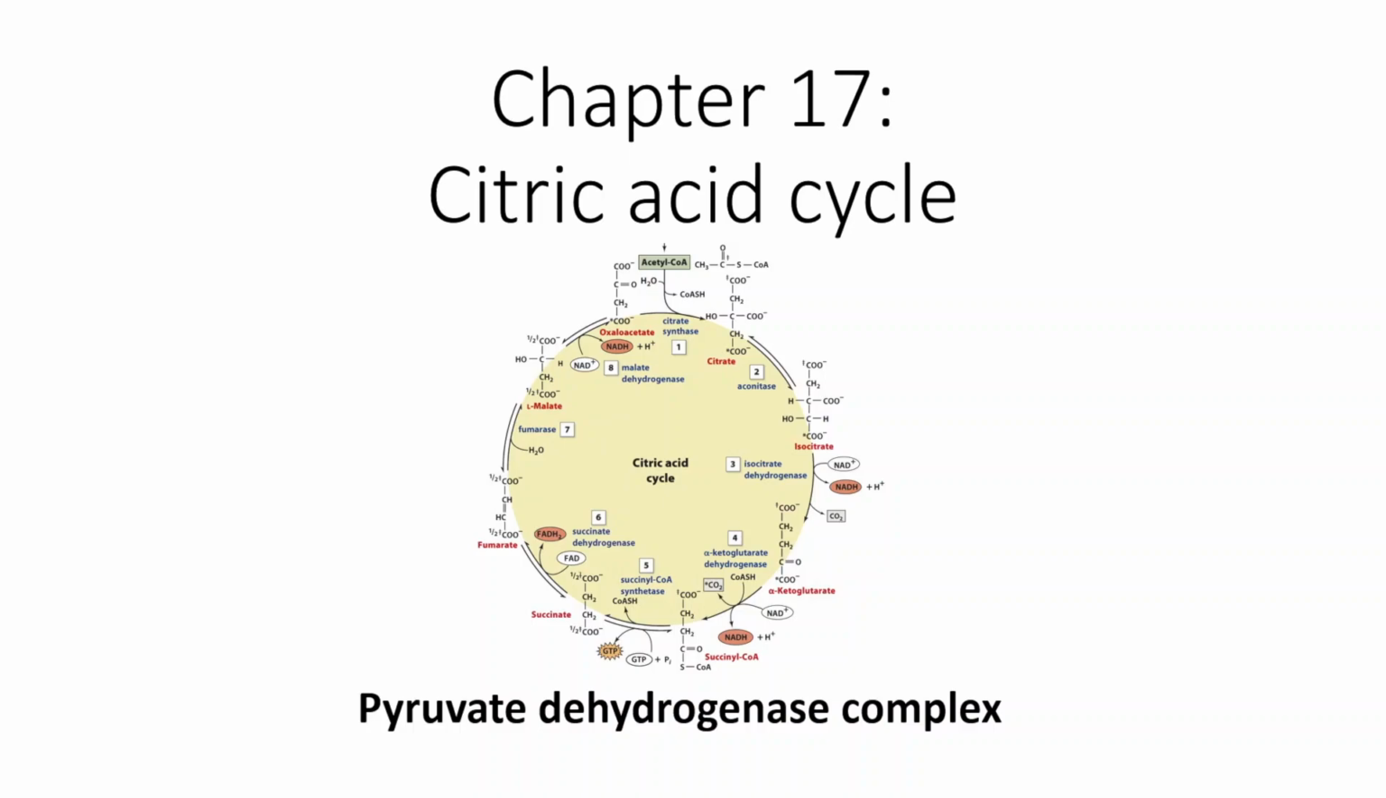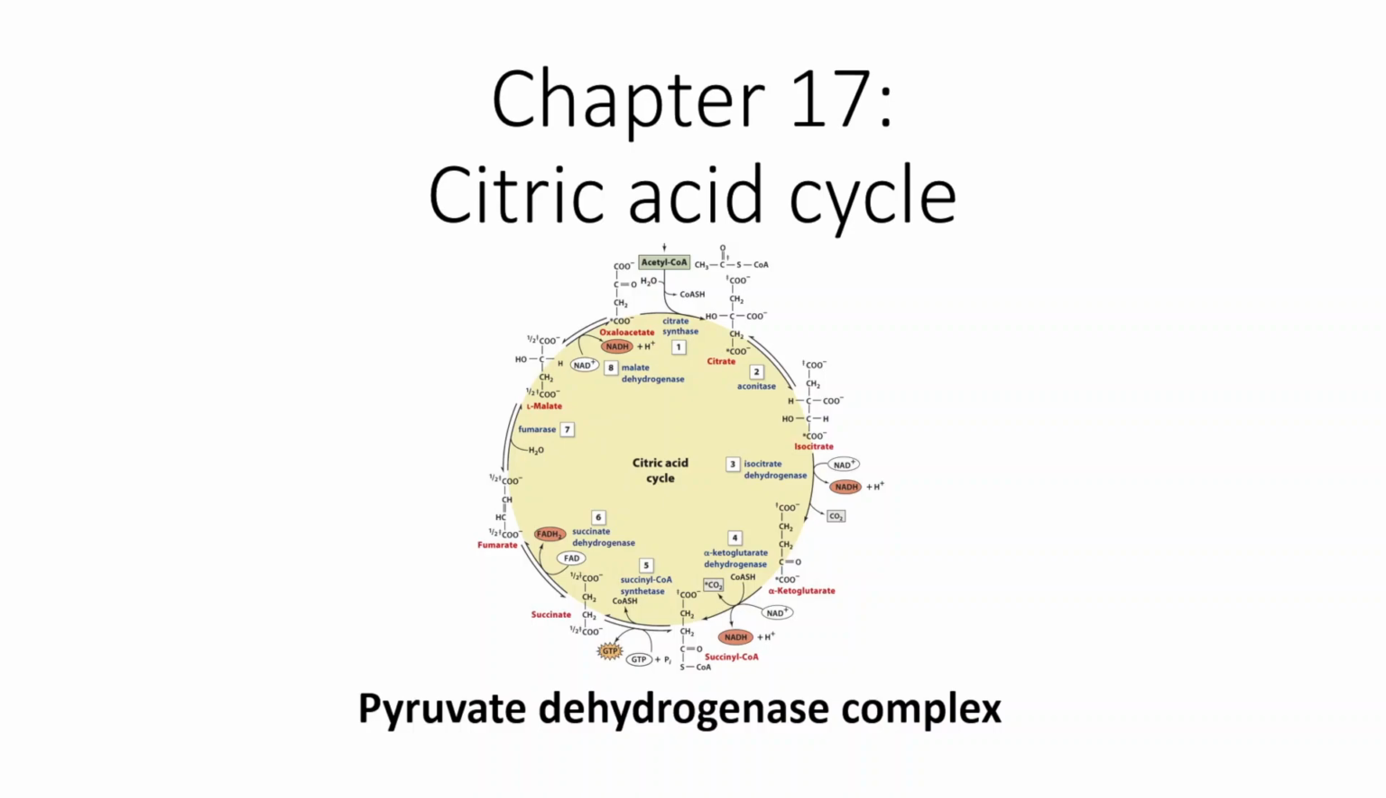So let's get into chapter 17. Chapter 17 is about the citric acid cycle. But before we can get to the citric acid cycle, we sort of orient ourselves with where we left off in glycolysis. With glycolysis, we turned glucose into pyruvate.